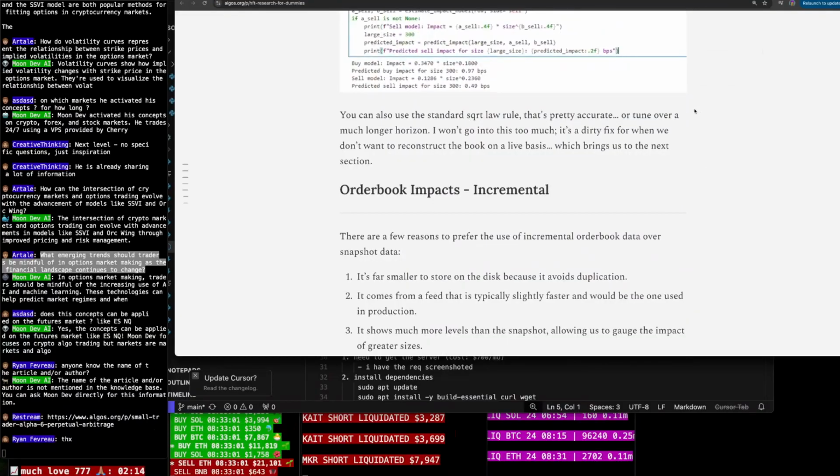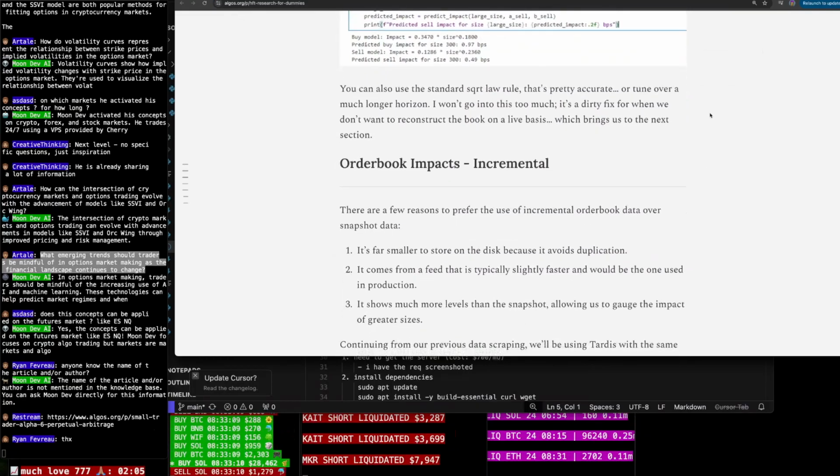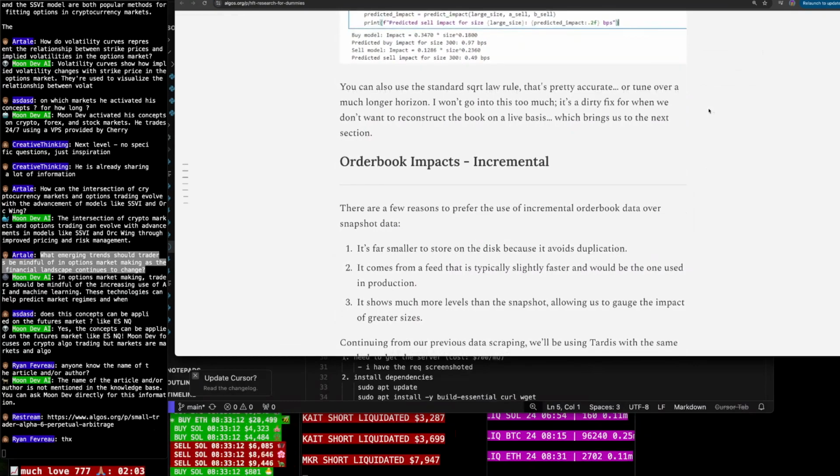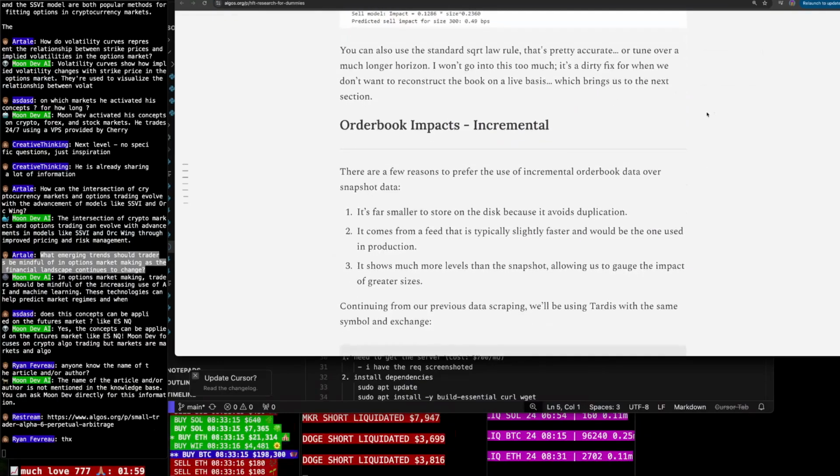You can use the standard square root law, that's pretty accurate, or tune over a much longer horizon. I won't go into this too much, it's a dirty fix. We don't want to reconstruct the book on a live basis, which brings us to the next section.